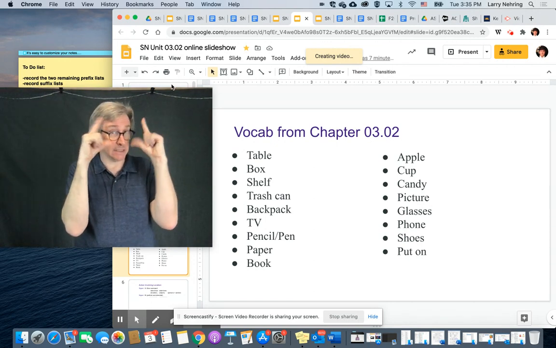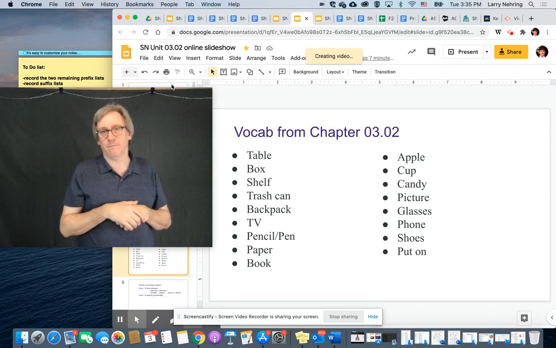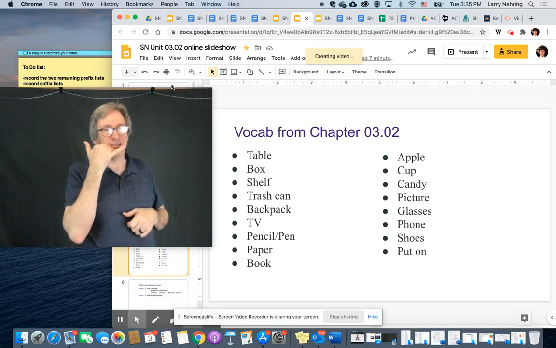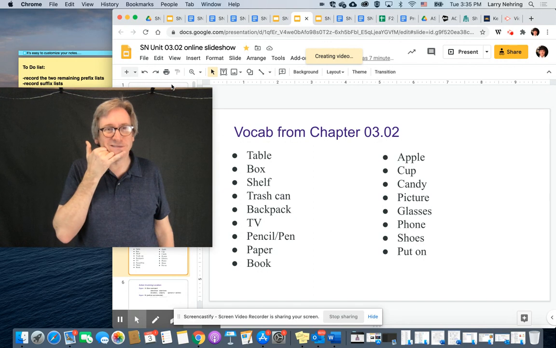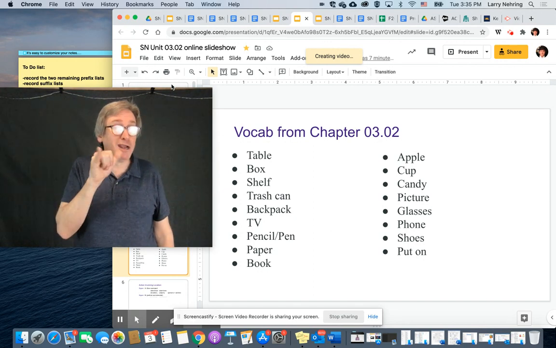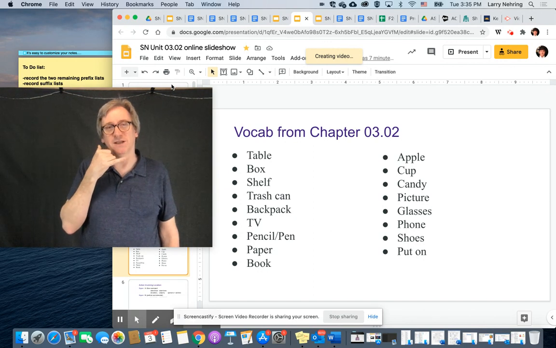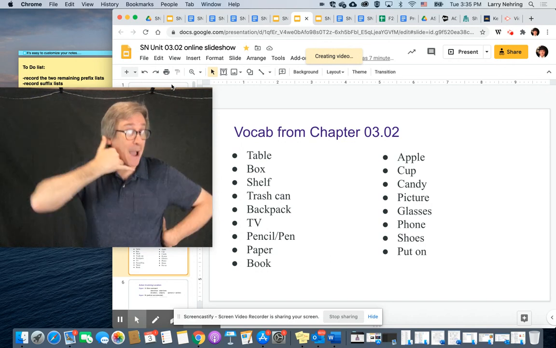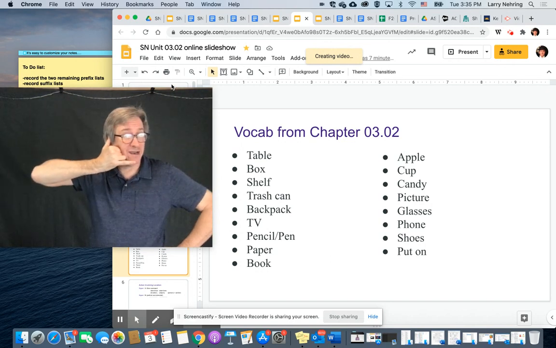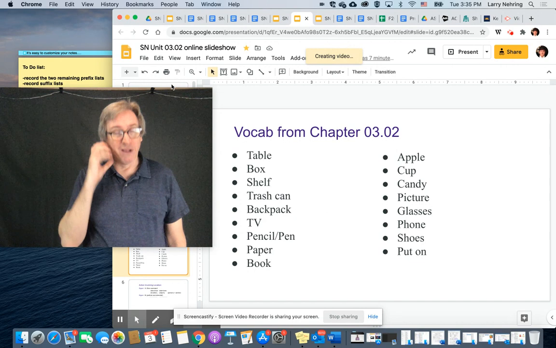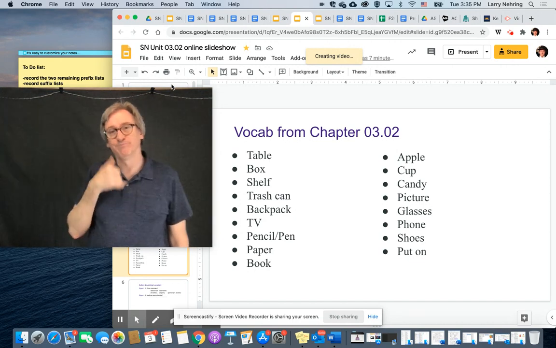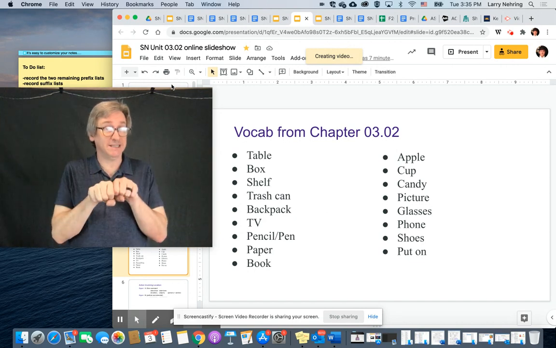Glasses. Glasses. Phone. Phone. I know, you don't actually talk to them like that. I hate going to improv when they're like, I'm calling my friend. So, phone. Shoes. We did this with clothing.